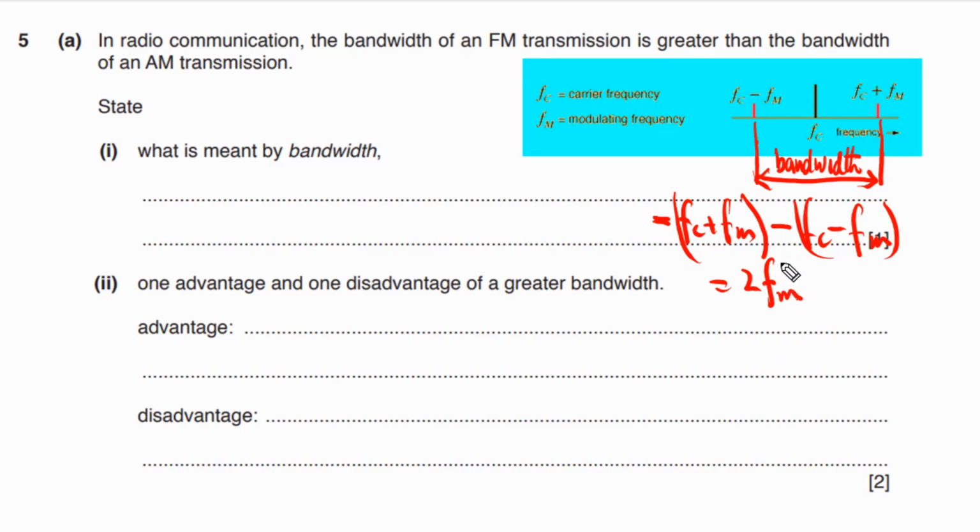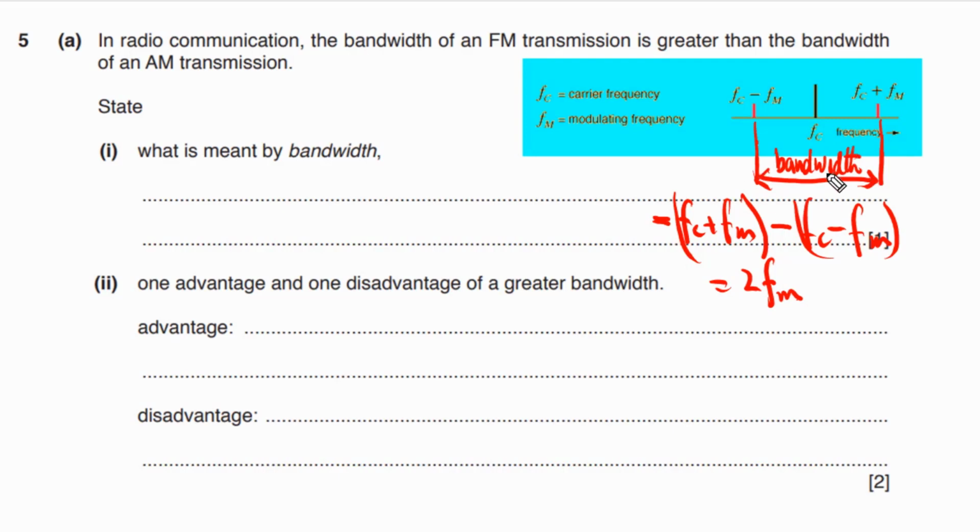Now you can see here, if you need to calculate the bandwidth, even if frequency of carrier wave is not given, you can still calculate bandwidth by just multiplying frequency of signal by 2. It's a very important point. Sometimes in question they will not give you frequency of carrier wave, but still they will ask you to calculate bandwidth. So simply you can multiply information signal frequency by 2 to calculate bandwidth.